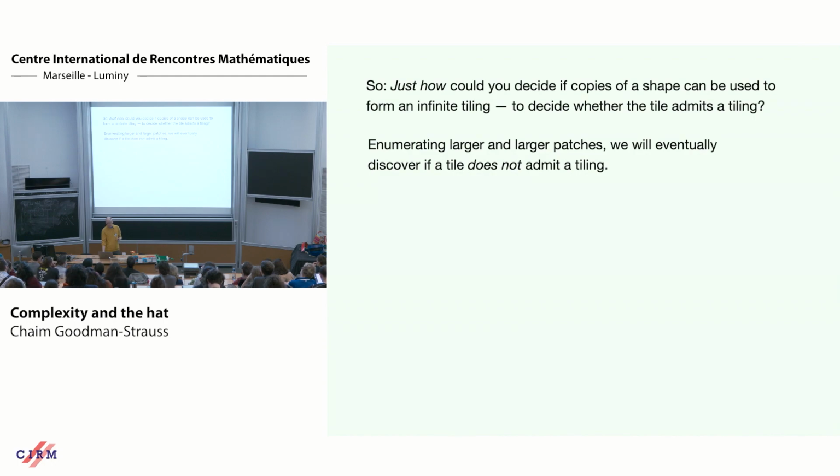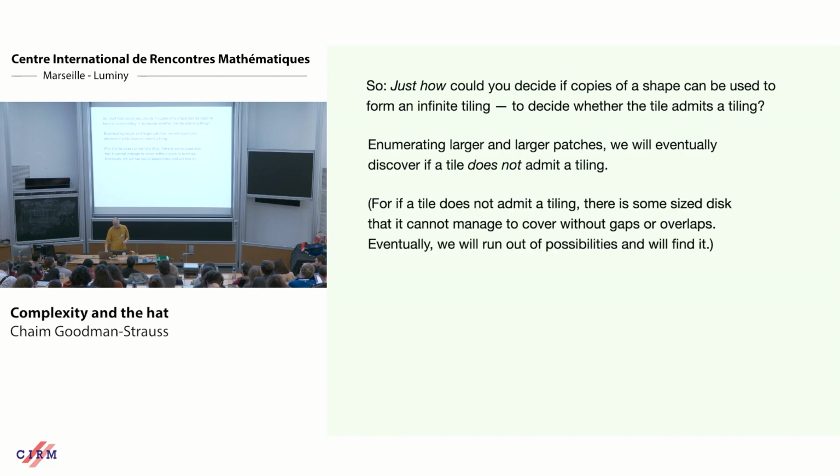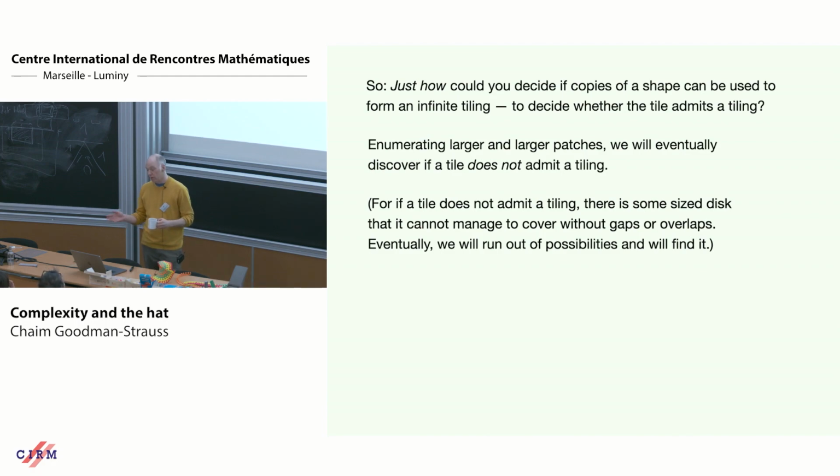But let me talk about the obvious algorithm to determine this. The obvious algorithm to try is to simply enumerate larger and larger patches, larger and larger regions. What will that accomplish? If you enumerate larger and larger patches, you'll eventually discover if a tile does not admit a tiling. This is a little subtle, but it was also addressed in the last lecture in a slightly different context. Where's Nicholas? You did something with Koenig's lemma. I've forgotten. You were showing that cellular automata are compact. It's this exact same idea.